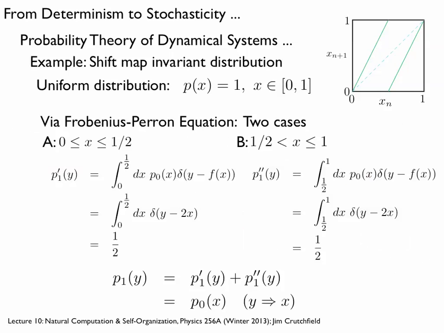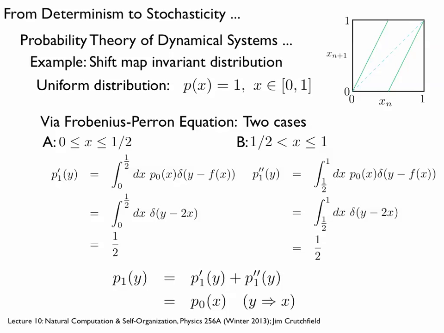You can do this with the Frobenius-Perron equation, two cases. It's essentially the same thing. Break it into these two separate calculations. Just move half of the distribution where the support is on 0 to a half or above a half. And we just plug in this distribution here. And now we're just integrating in the domain just from 0 to a half or half to 1.